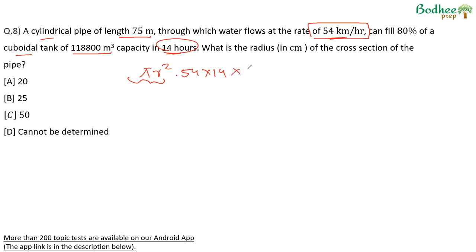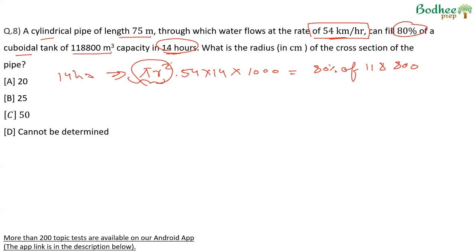Kilometers can be converted into meters, multiply by 1000. So this becomes the amount of water that flows in 14 hours: cross section into the length of water, which is 54 into 14 kilometers, converting kilometers to meters, multiply by 1000. This is good enough to fill 80% of a cuboidal tank. So this should be nothing but 80% of 118,800.